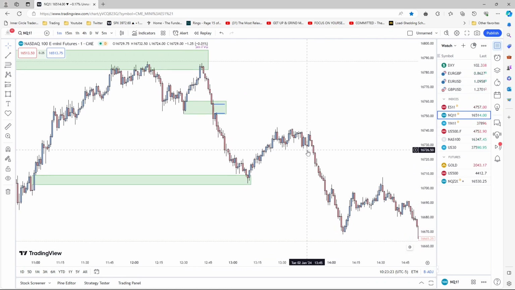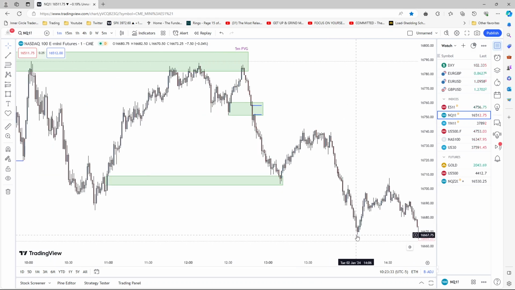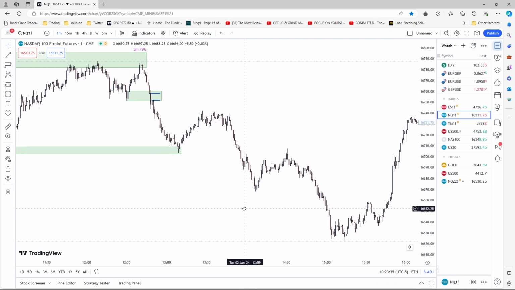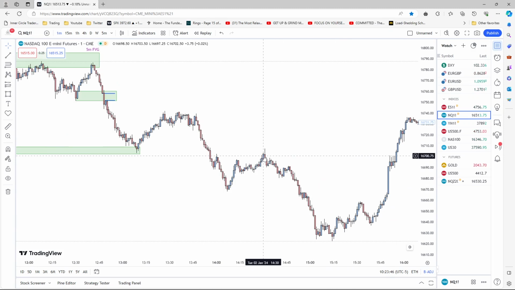And I'm not going to look at this one. You could get an entry over there, trade it down to the internal range, external range liquidity. You could get an entry with this. Takes out these highs, internal range, external range liquidity. And that would be the New York PM session.